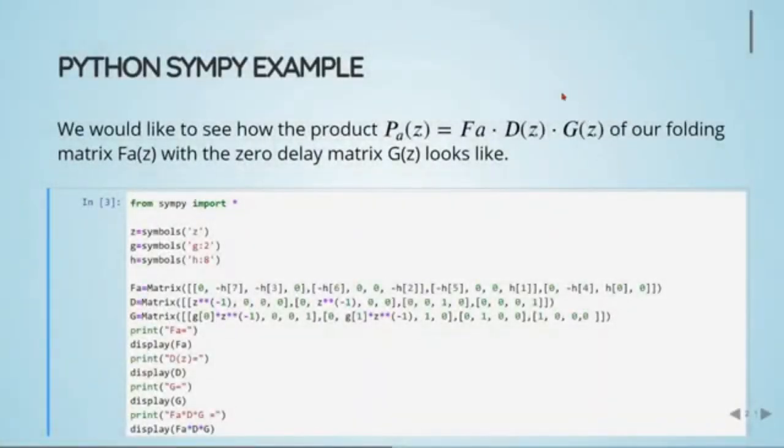Let's take a look at a Python SymPy example. We would like to see how the product P_A(z) is equal to F_A(z) times D(z) times G(z), of our folding matrix F_A(z) with the zero delay matrix G(z), looks like.